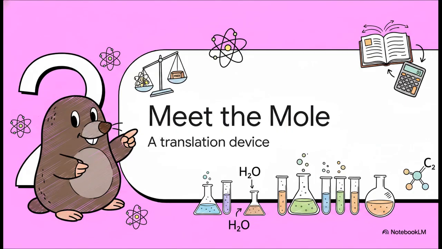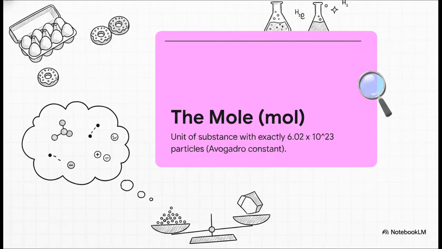Section 2. Meet the mole, the chemist's ultimate translation device. So, now that we know how atoms compare to one another in mass, it's time to introduce the real hero of our explainer. What exactly is the mole? Represented by the symbol mol. The mole is the standard unit of amount of substance. And get ready, because here is the magic number. 1 mole of any substance contains exactly 6.02 times 10 to the 23rd power particles.